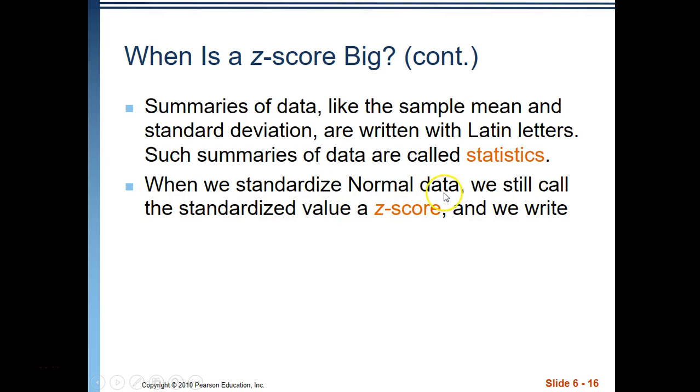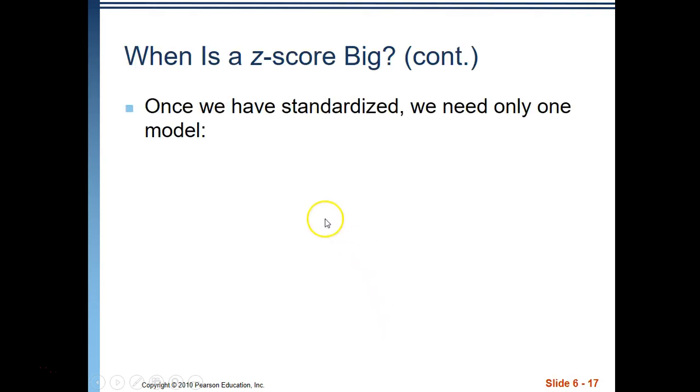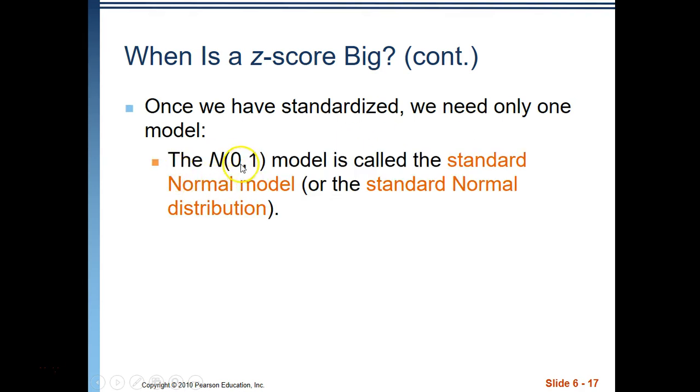And when we standardize normal data, we still call those z-scores, regardless of whether we're talking about a sample in statistics or a population in terms of parameters. This is the same deal, right? This is a z-score for a population, and what I showed you before was for a sample. That's all, but you still do the same stuff. Once we have standardized, we need only one model. That model is basically saying, hey, the normal model, we're looking at the mean as 0 and the standard deviation as 1. This is the standard normal model, or the standard normal distribution, that you're looking at.